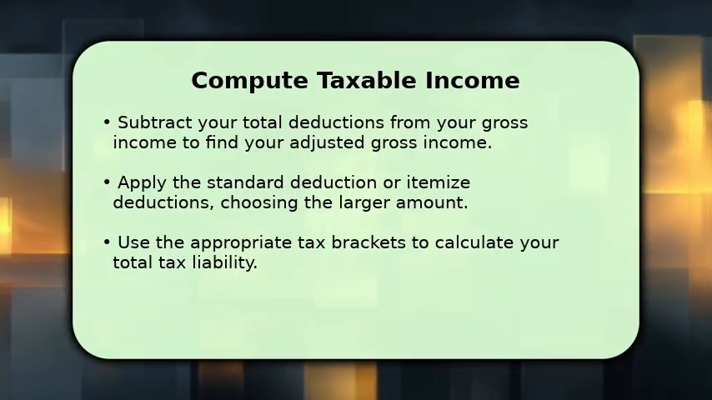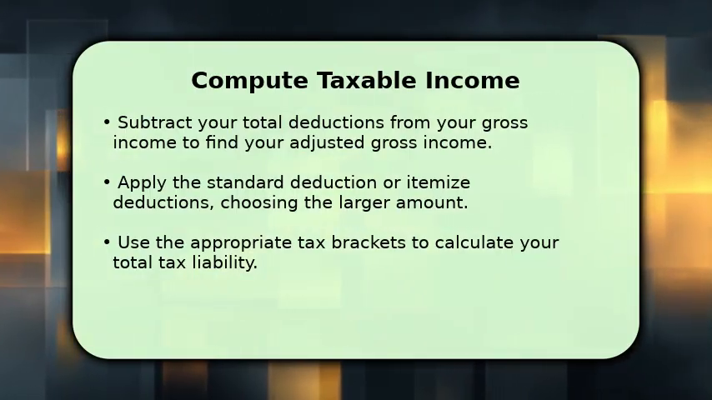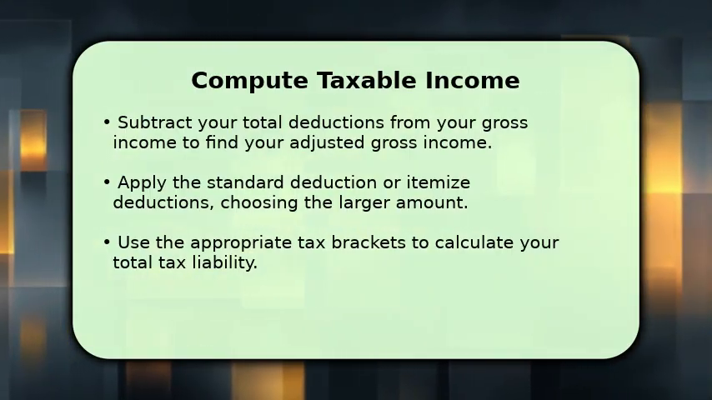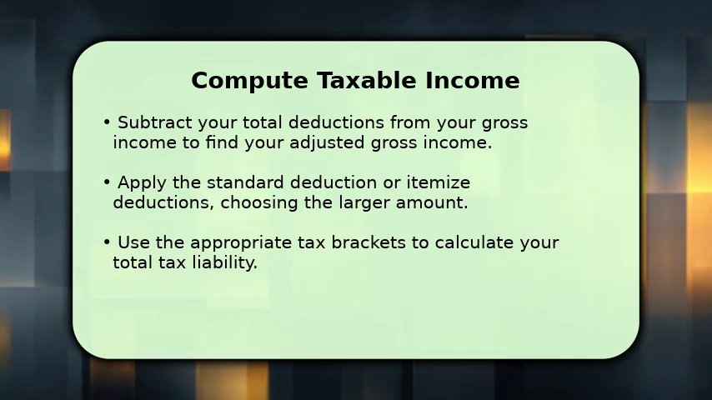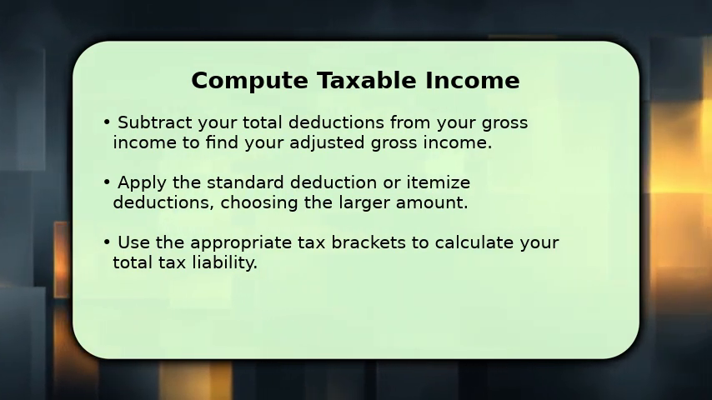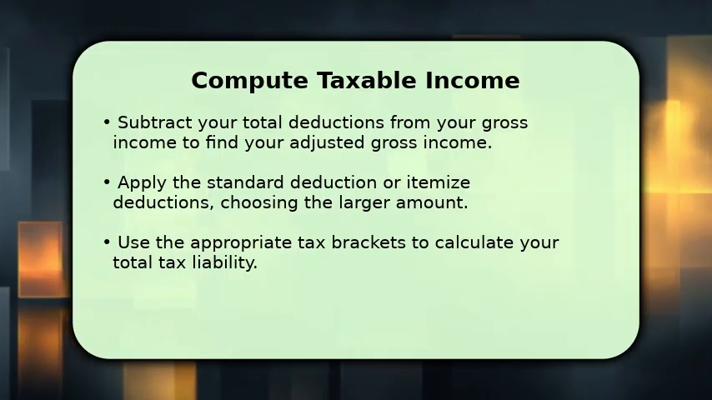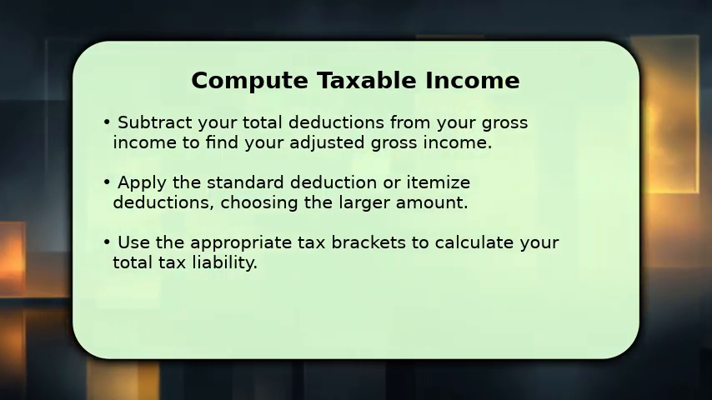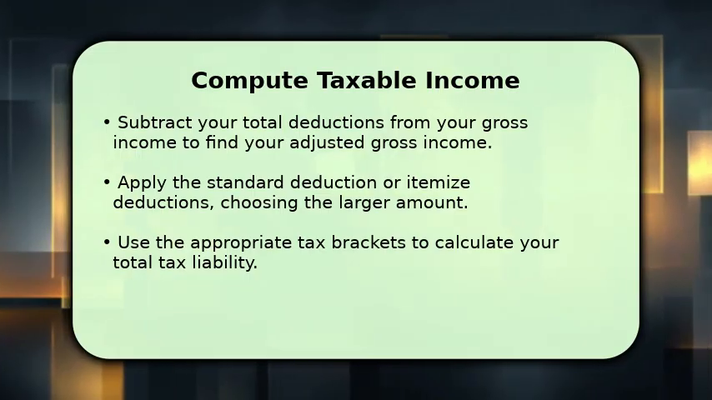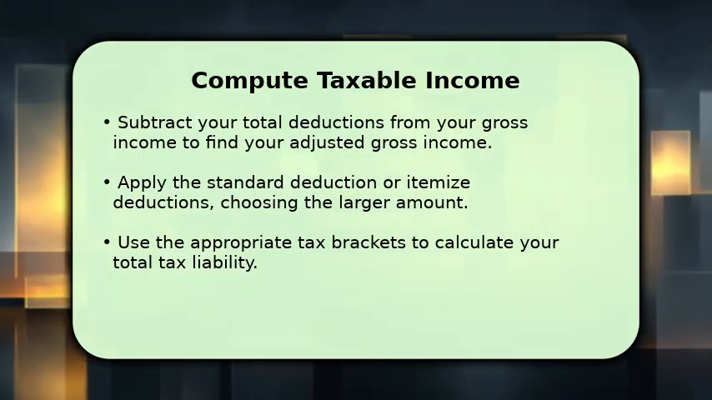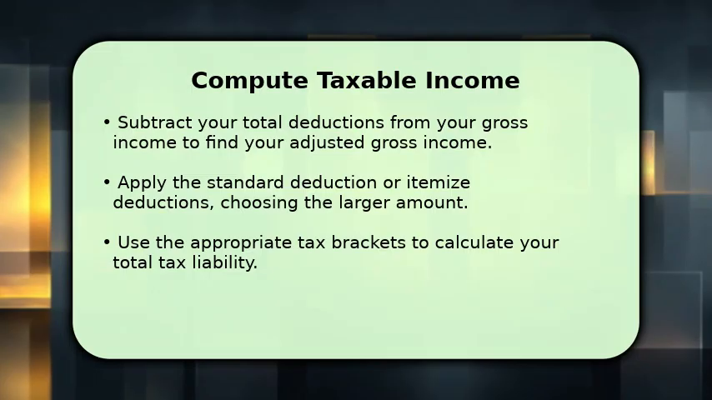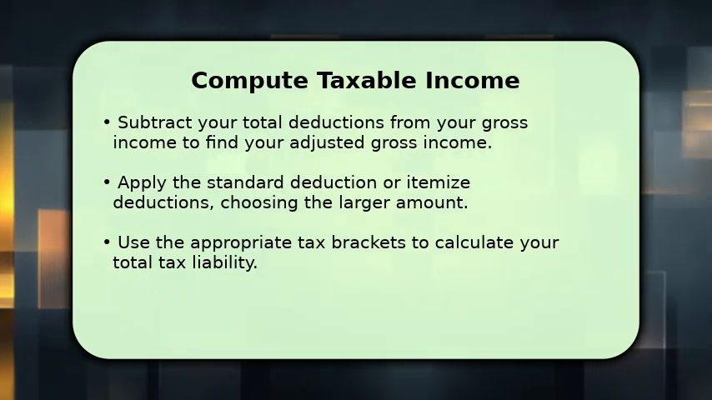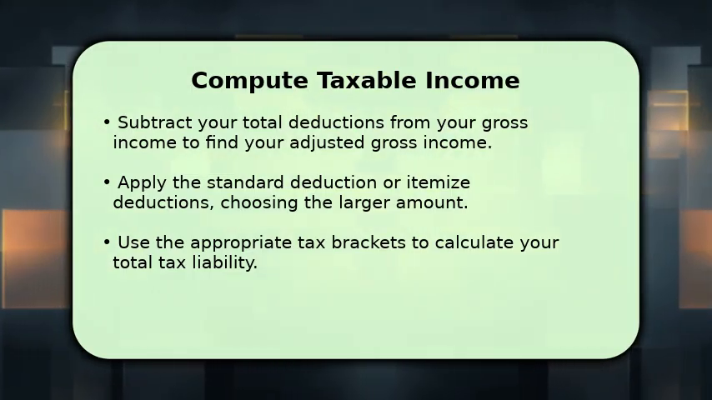Now, subtract your total deductions from your gross income to arrive at your adjusted gross income, or AGI. Then, decide whether to take the standard deduction or itemize your deductions. Choose the one that results in a lower taxable income. Finally, use the correct tax brackets for your filing status to calculate your total tax liability before any credits. This is a key step.